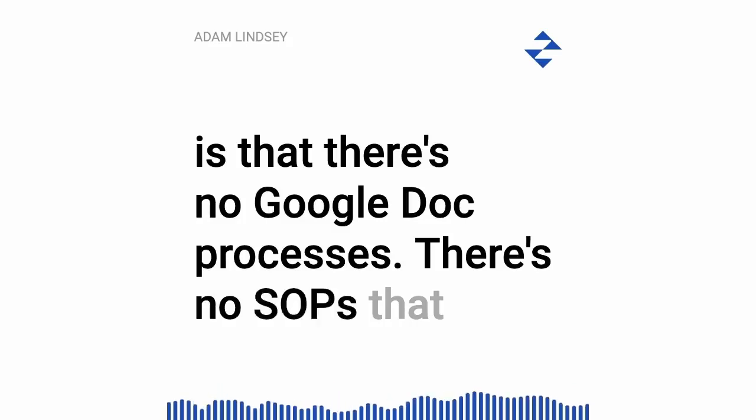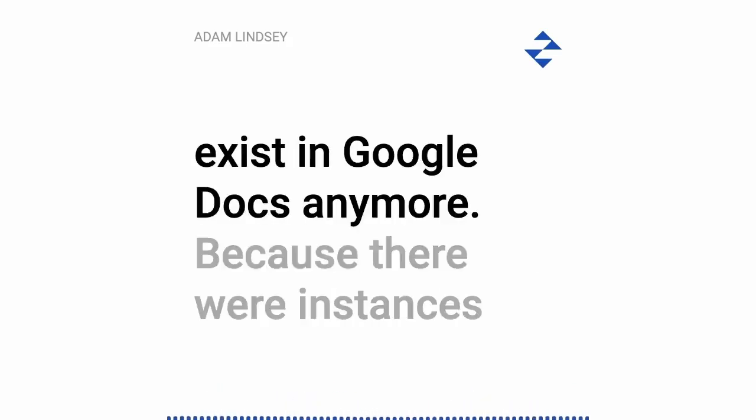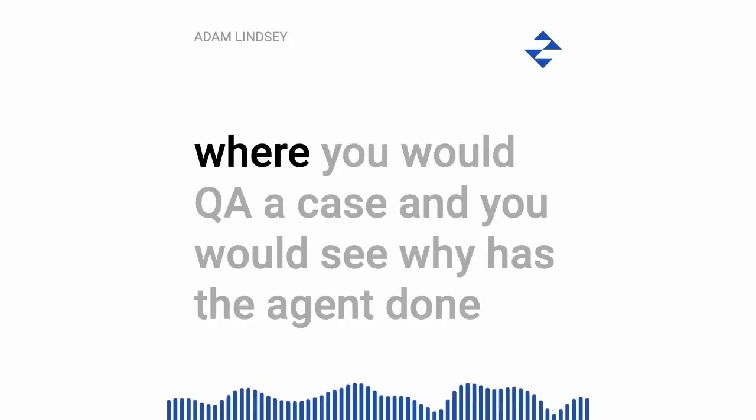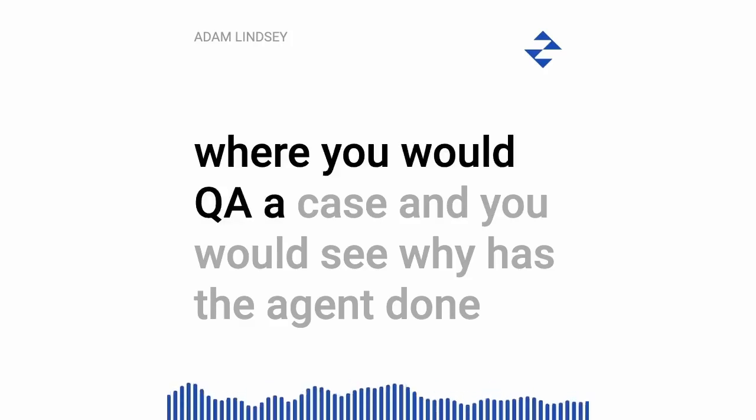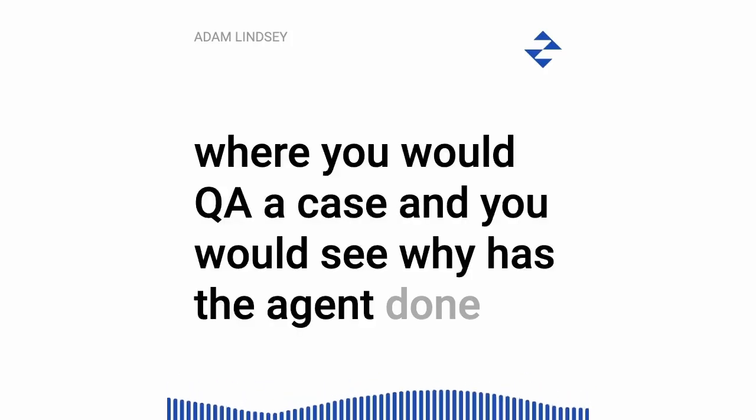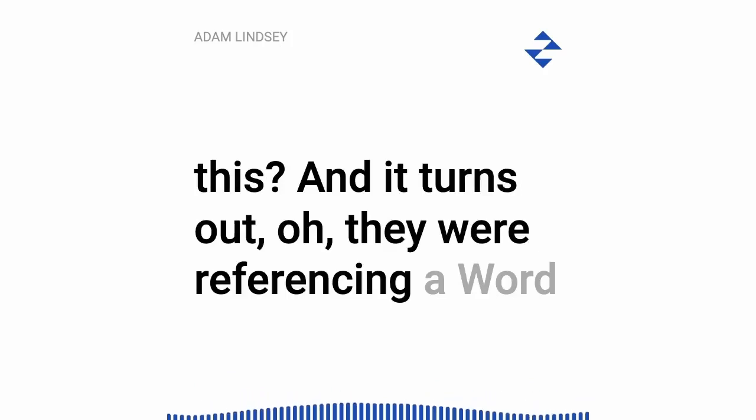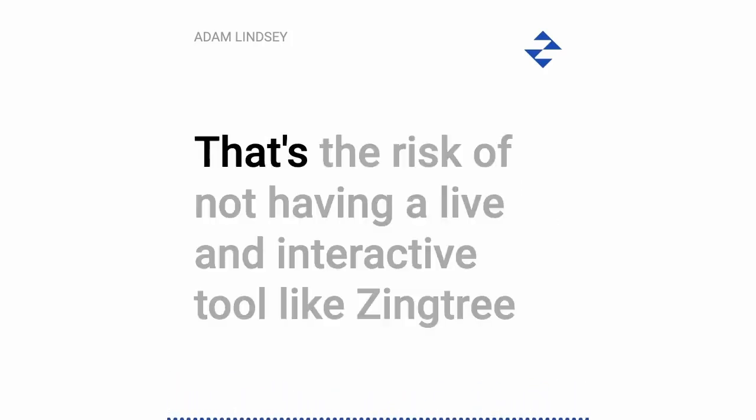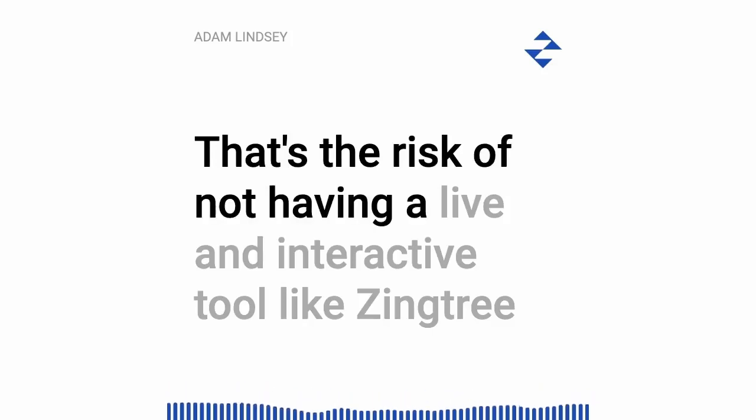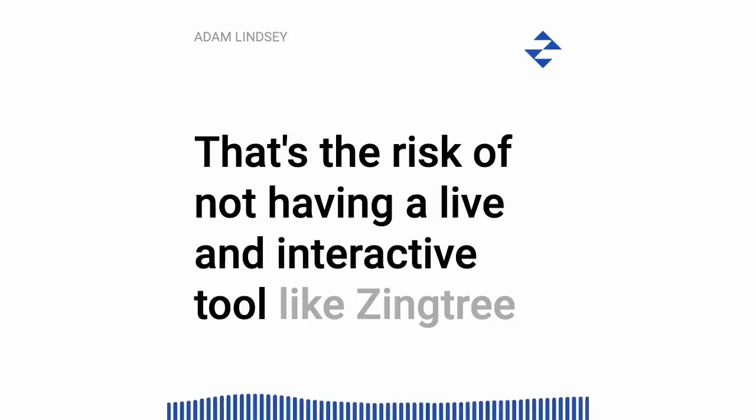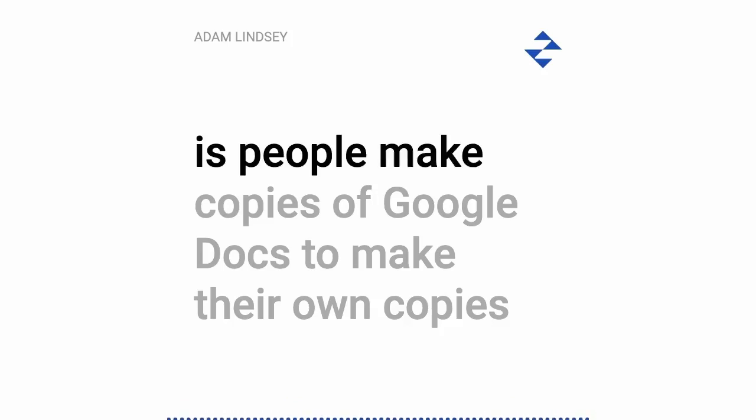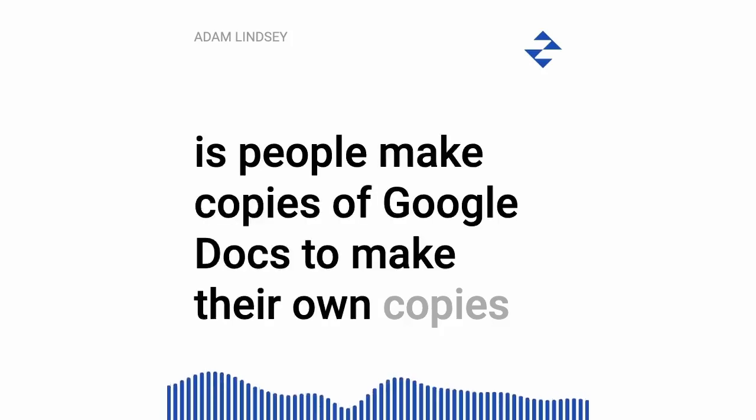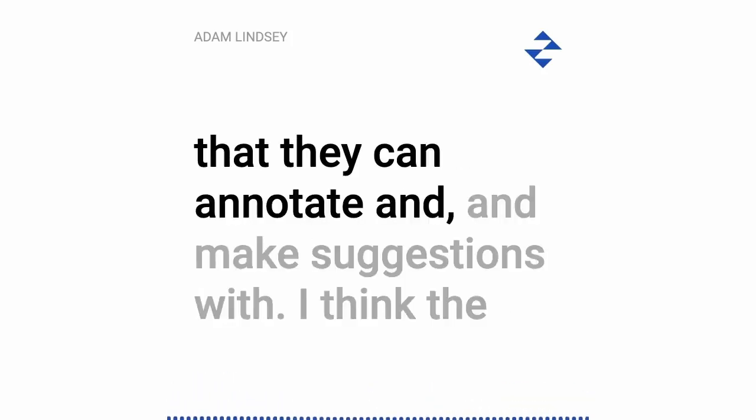There's no SOPs that exist in Google Docs anymore, because there were instances where you would QA a case and you would say, why has the agent done this? And it turns out, they were referencing a Word document that they'd saved on their desktop in 2015. That's the risk of not having a live and interactive tool like Zingtree, is people make copies of Google Docs to make their own copies that they can annotate and make suggestions with.